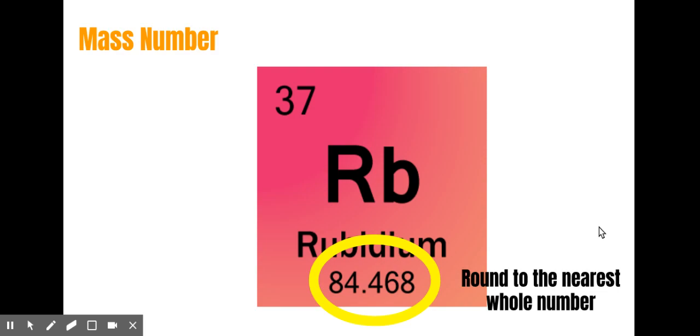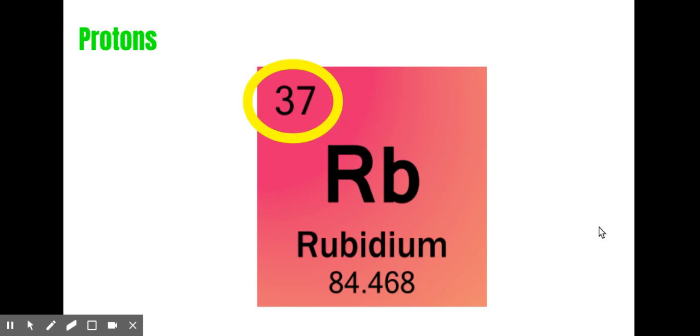Now, mass number is when you take the atomic mass and then you round it to the nearest whole. So in the case for rubidium, it should be 84. And the reason why is because you always look at the 10th digit. And the 10th digit in this case is 4. If the 10th digit was 5 or above, we would round it to 85. But because the 10th digit is 4, and if it was below 4 as well, then we would keep it as 84. So we always round it to the nearest whole number for mass number.